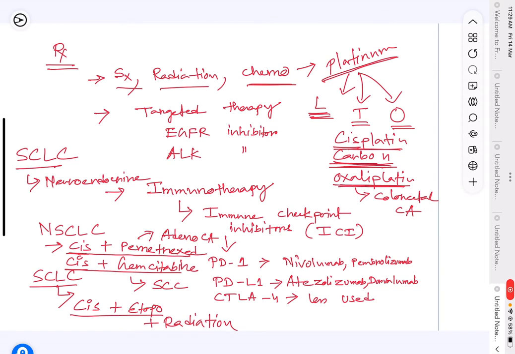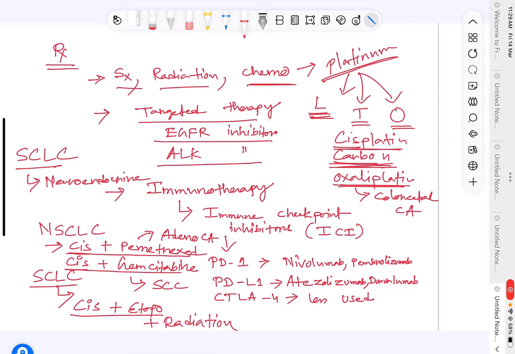Now coming to the other treatment, we have the targeted therapy. Okay, we have EGFR inhibitor and ALK inhibitor. Most important, EGFR and ALK inhibitors. This is why we were studying about the genes, EGFR and ALK. Okay, and they will be most effective for adenocarcinoma, obviously.